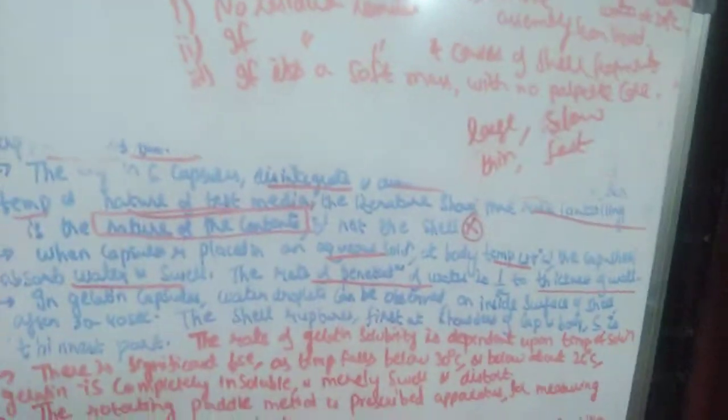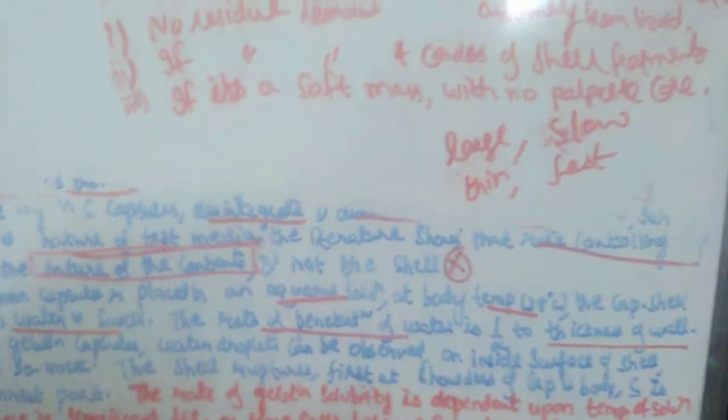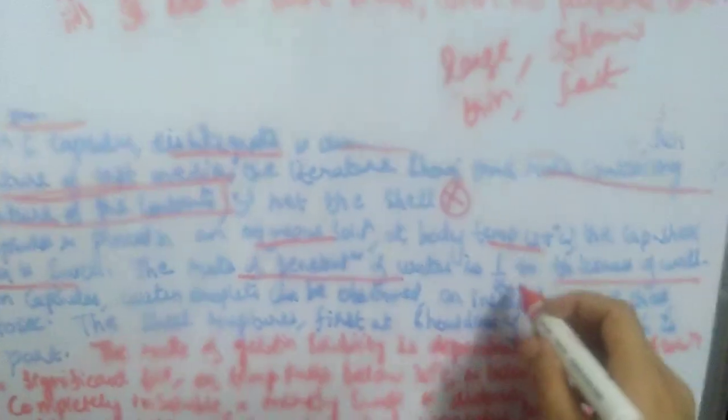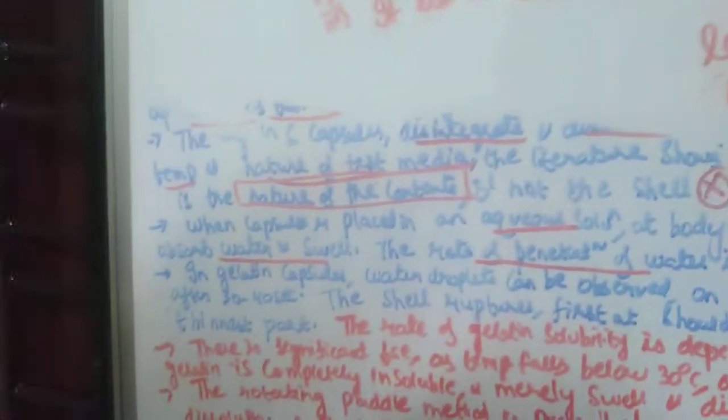If it is thick, it means water cannot penetrate. So that is why there is an inverse relation between the thickness and the rate of penetration. Your rate of penetration will be inversely proportional to the thickness of the wall.